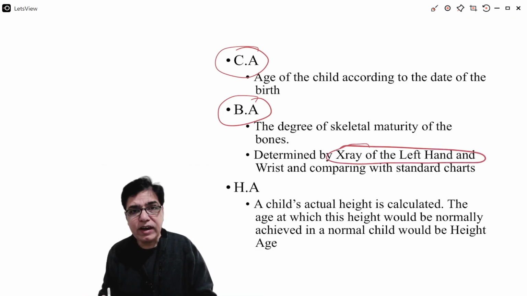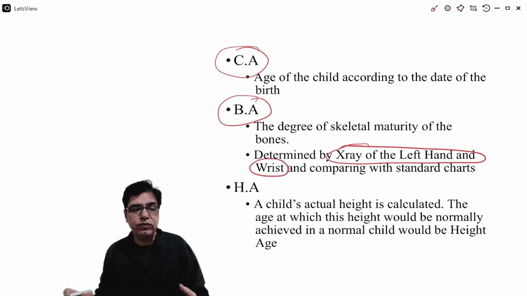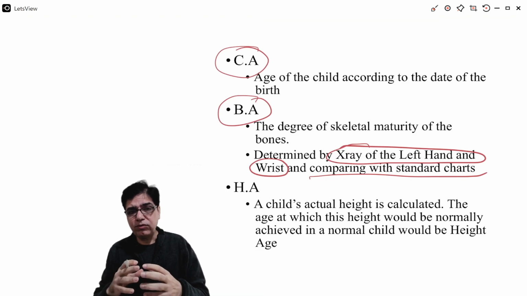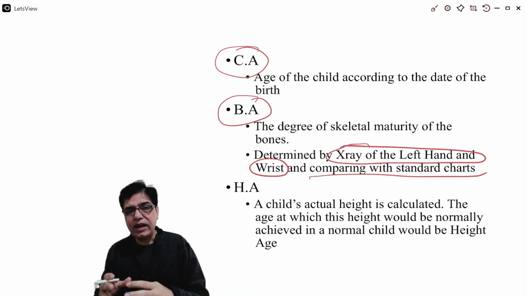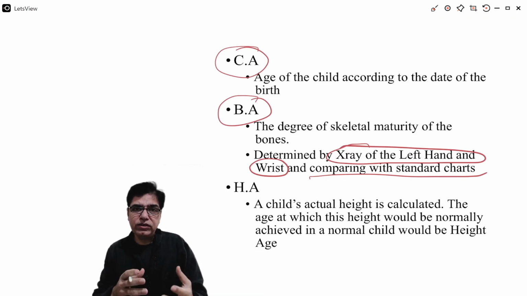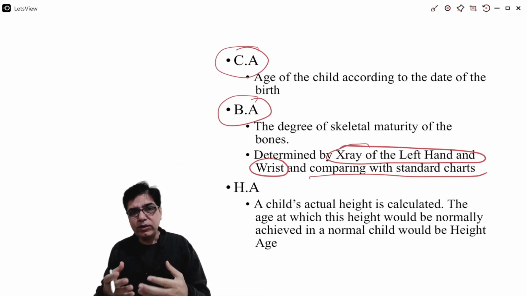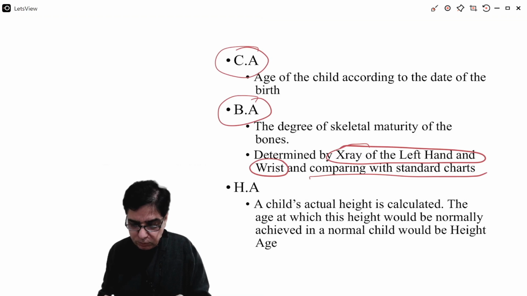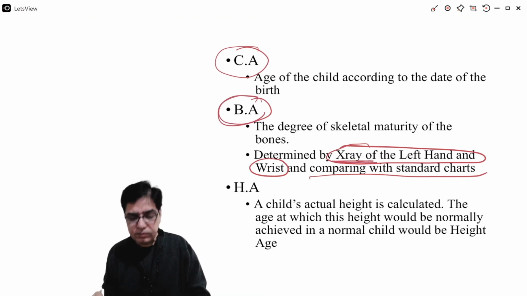So X-ray of the left hand and the left wrist is done, and in that we look at the ossification centers and we compare these X-rays with standard charts. So there are standard charts which are published. These are charts for X-rays of the hand and the wrist, and then the X-ray of this child is compared with those charts, and after comparing, you can determine the bone age of the child. So bone age of the child is determined by what? By X-rays.